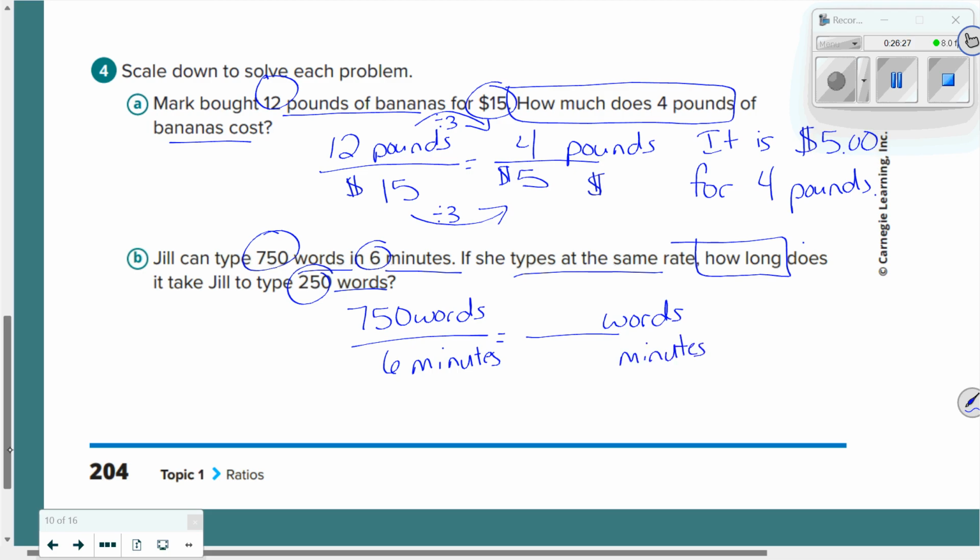What else do we know from our problem? 250 words. So what do I do to 750 to get to 250? Divide by 3. So 6 minutes divided by 3. It will take her 2 minutes.